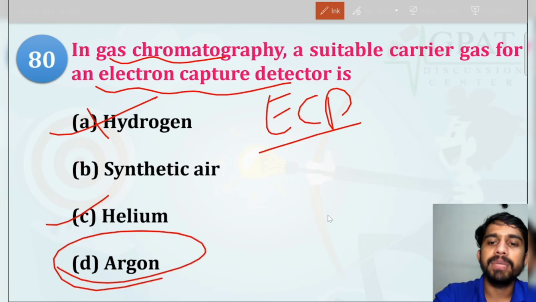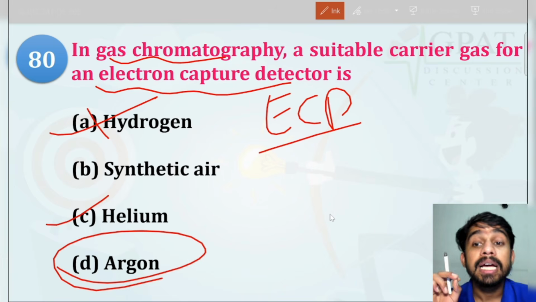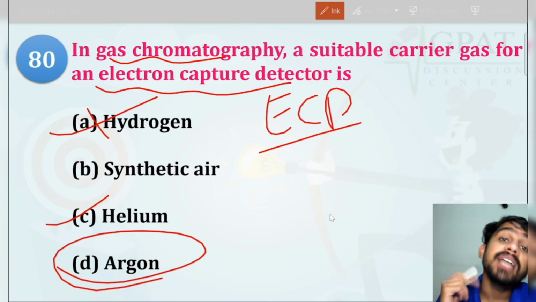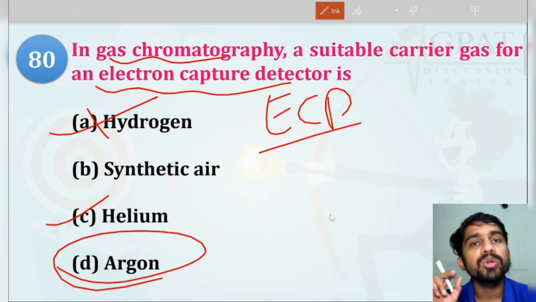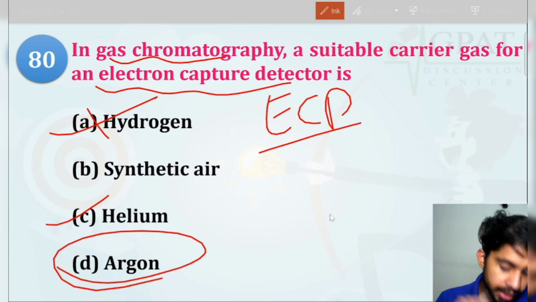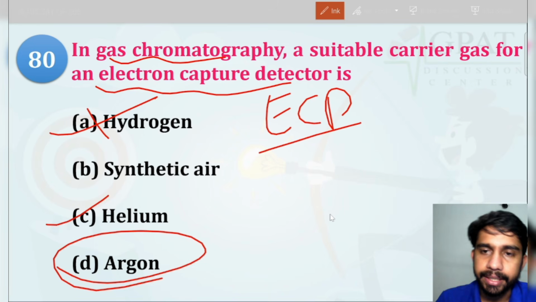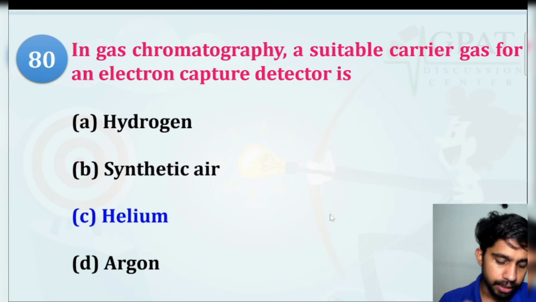Hydrogen can also be used, and it is the fastest carrier gas, but it has a negative point also. It is flammable in nature. We use hydrogen in the flame ionization detector. So the correct answer is your option number D, that is argon, not helium.